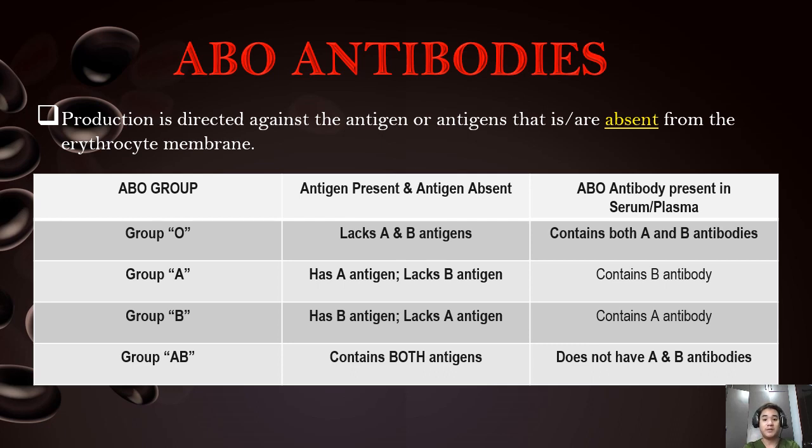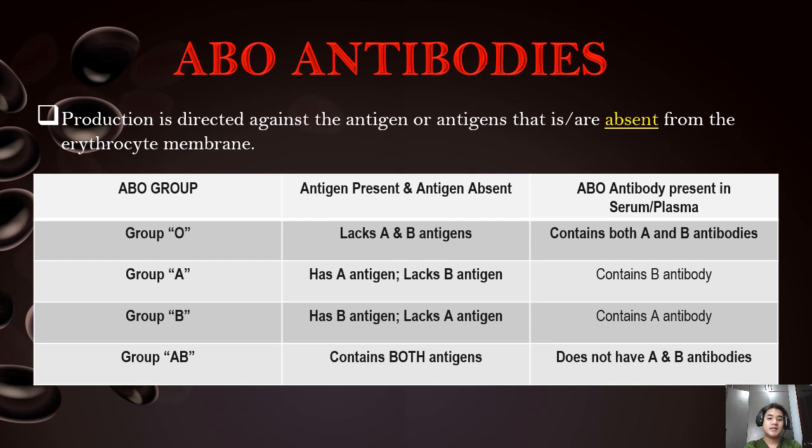And since the production of your ABO antibodies is directed against the antigen that is lacking on the RBCs, it means therefore that the antibodies produced and present in the serum of a blood group O individual are both the A and B antibodies. And the same concept goes with your groups A, B, and AB. So for your blood group A, containing only A antigenic structure which lacks B antigens on the RBCs, it means that the antibody present in the serum or plasma is B antibody. While group B only contains B antigen, and therefore A antibody is present in its serum or plasma.